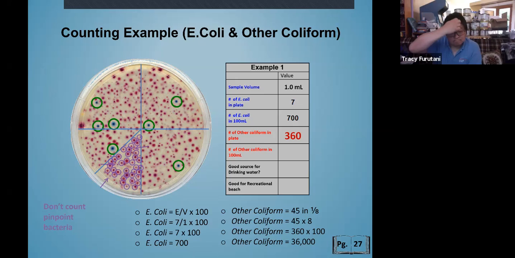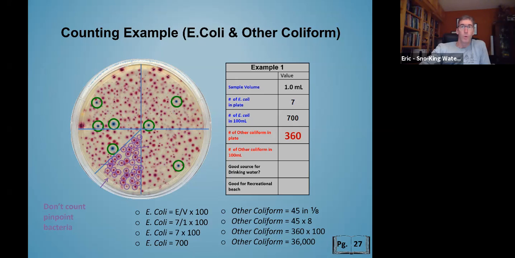We don't really worry about that number. That's kind of just a reference number. We record it, but the E. coli is really the key number that we're concerned about. The other number would be more like, it'd be unusual if you found no other coliform when you had a bunch of E. coli. So that might tell you there was something going on with your sample or with your materials.